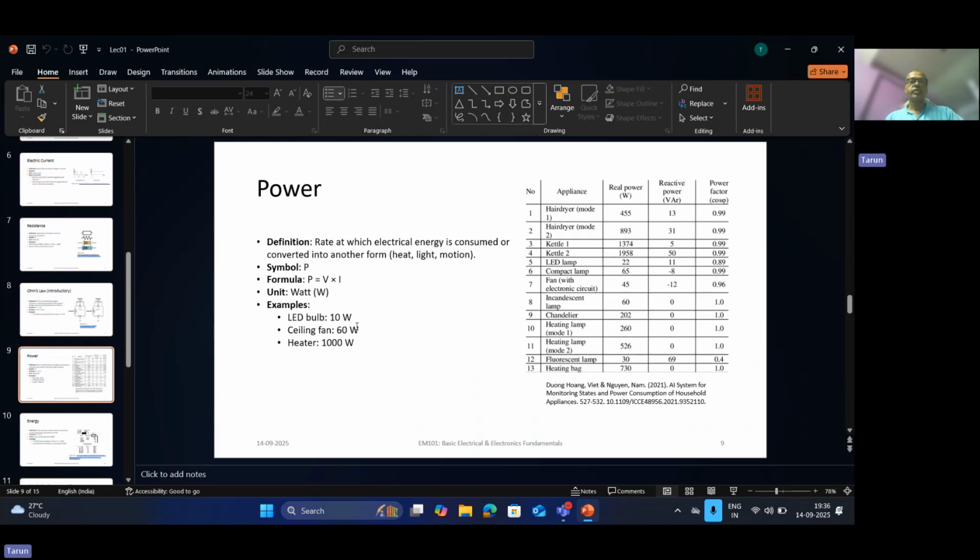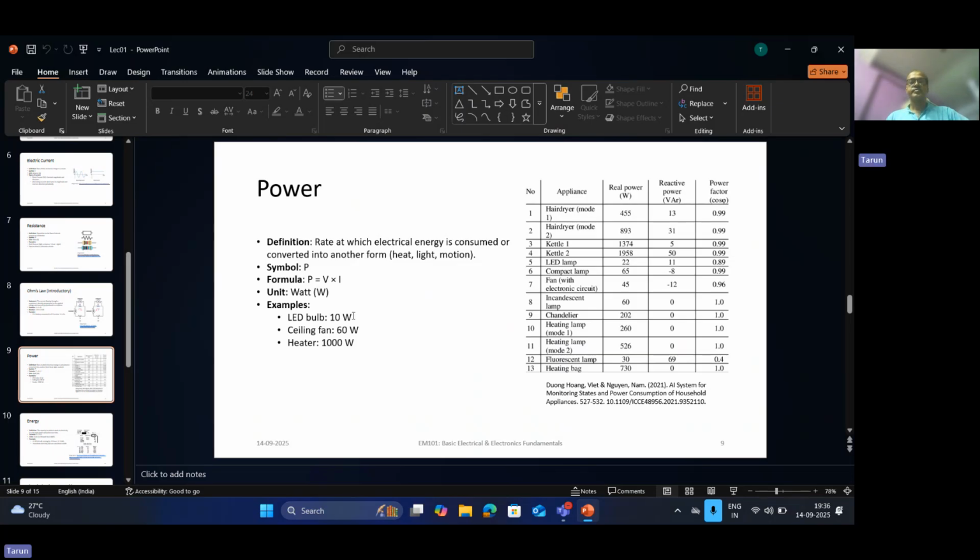Let's discuss power. The rate at which electrical energy is consumed or converted into another form, that is heat, light, motion, etc., is known as power. It is symbolized by capital P, and power can be obtained by multiplying voltage and current. The relation between power, voltage, and current is expressed by the equation P equal to V into I. The unit of power is watt.